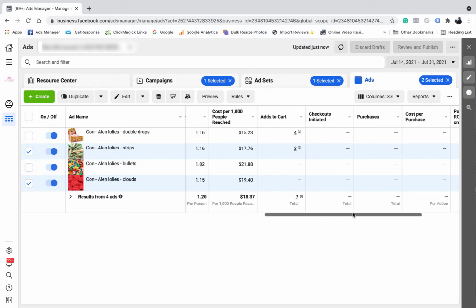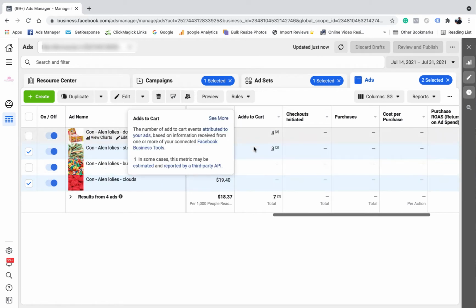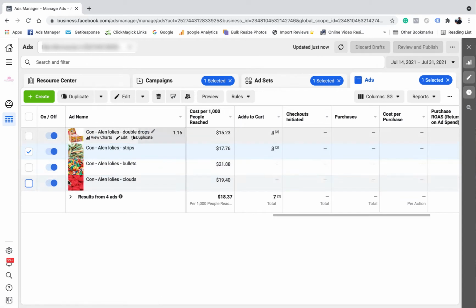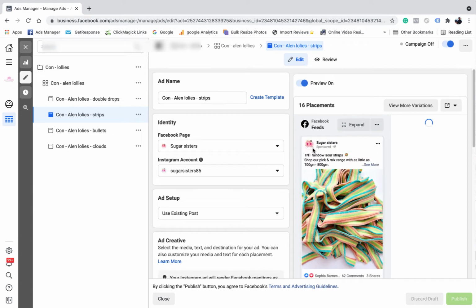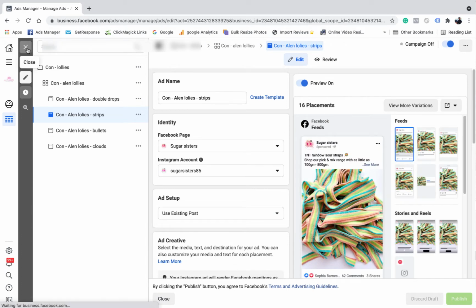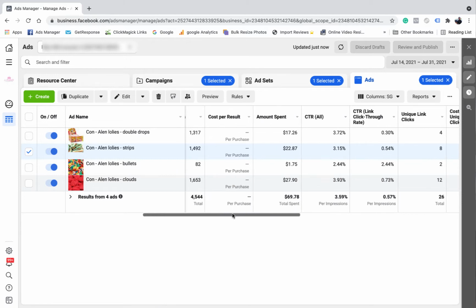We come over here, and then we look at the add to carts. So this one here had 0 add to carts, and this one here had 3. Obviously, out of this campaign, these strips, which was this product here, you can tell by the photo, was the most popular. So out of the $70 I spent, I didn't get any sales, but that product was easily the most popular.